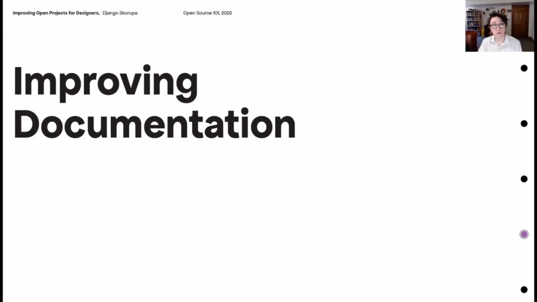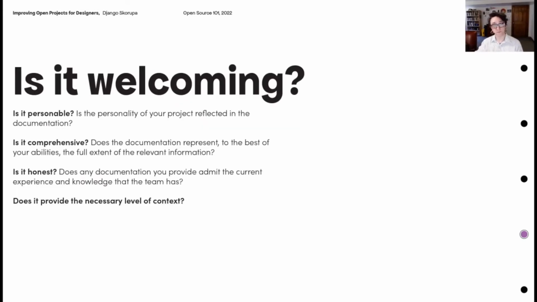Because you can't design for someone in a way that you can interview them and ask them what they need, because they aren't in the situation in which they are needing to interact with your documentation yet. So providing as much as you possibly can from the outset will set the right standard for the documentation creation later in the process. So the first thing to ask yourself when you're writing documentation is, is it welcoming? Right?